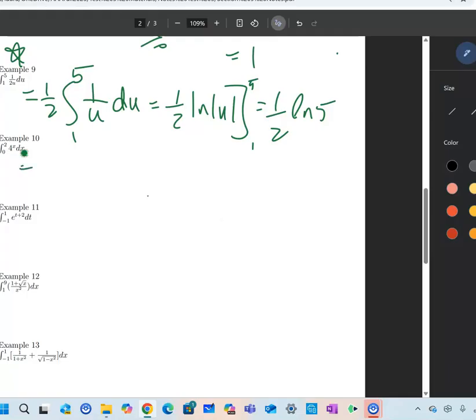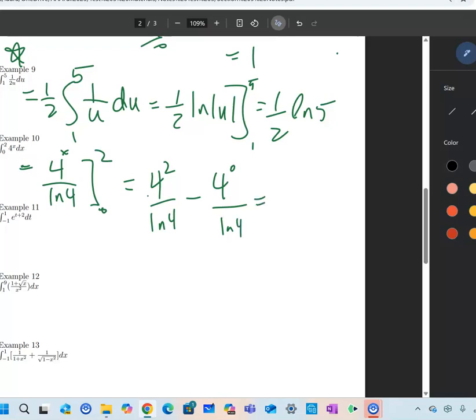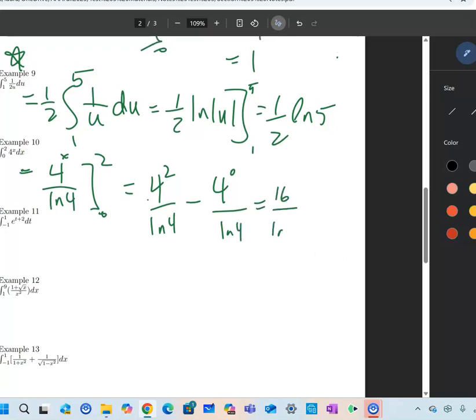Okay, so the antiderivative of 4 to the x is 4 to the x over ln of 4, and then between 0 and 2. So plug the 2 in first, subtract off plugging in the 0. Okay, let's think about this. This is 16 over ln of 4 minus 1 over ln of 4. That's the same thing as saying 15 over ln of 4. Just pointing that out because I'd probably simplify like that in my answer.